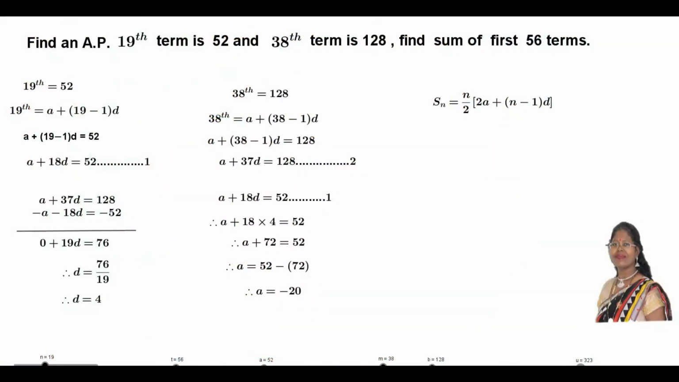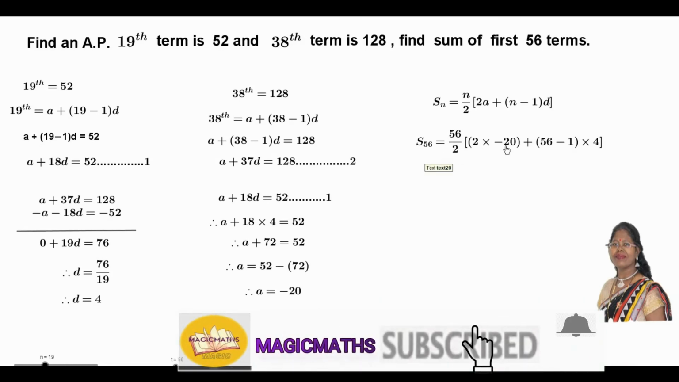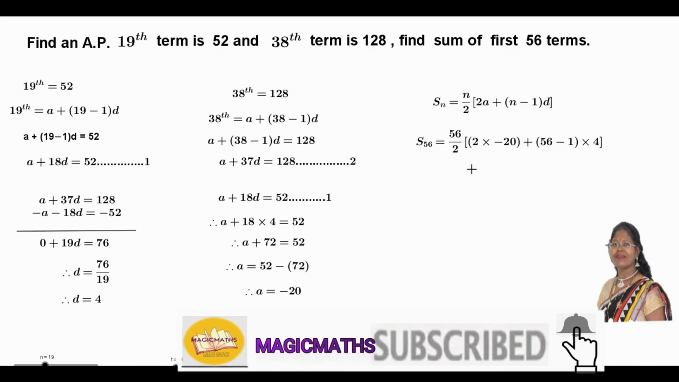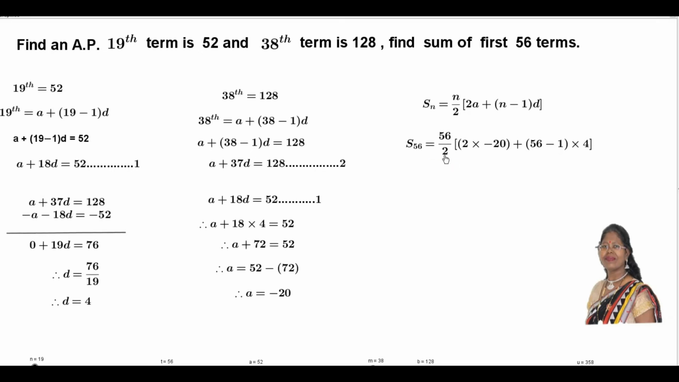Then find the sum of first 56 terms. So, we take the equation of Sn, n by 2 into (2A plus (n minus 1) D), and then put the values of A and D. By solving, S56 is equal to 56 divided by 2 into (2 into minus 20 plus (56 minus 1) into 4). 56 divided by 2 gives 28, and 2 into minus 20 is equal to minus 40, and 56 minus 1 is equal to 55, into 4.